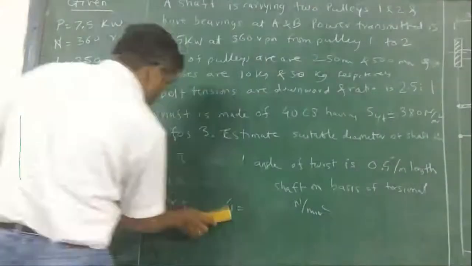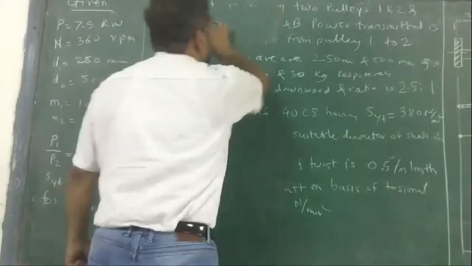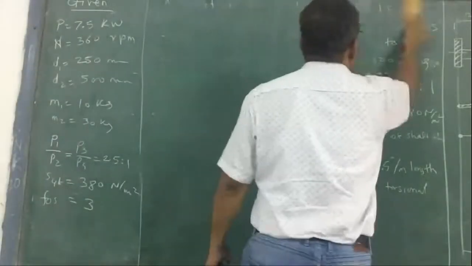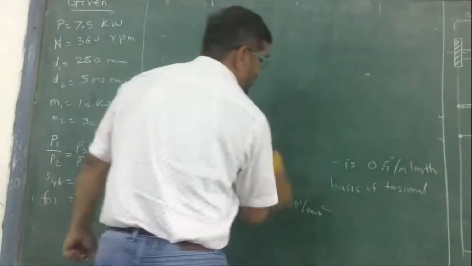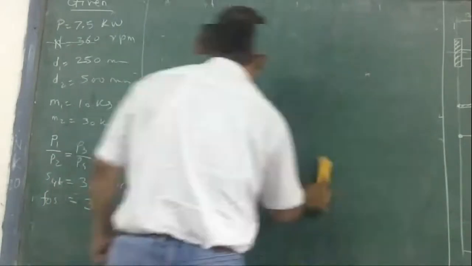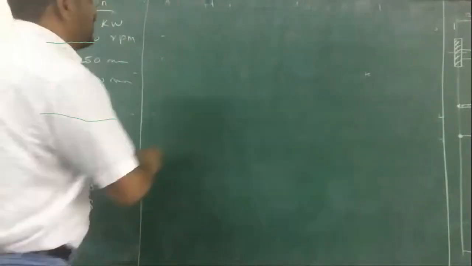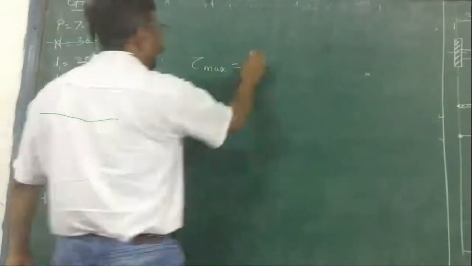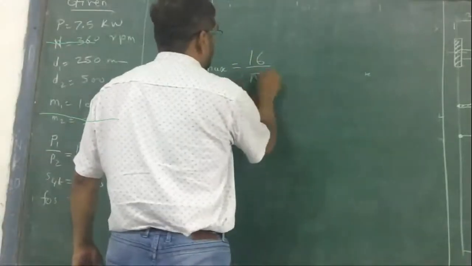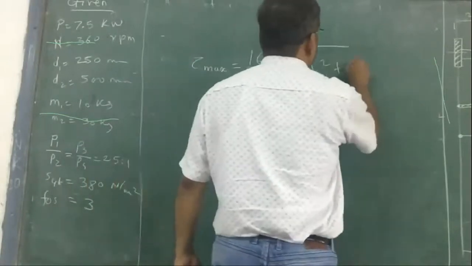As I discussed, we will simply go through the process. Basically, we know the power transmitted by the fluid. We will try to find out the torque, and once we know the torque, then we can find out the bending moment and the diameter. The equation we are going to use is tau max, the allowable shear stress, equal to 16 upon pi d cube times root of (Mb square plus Mt square).